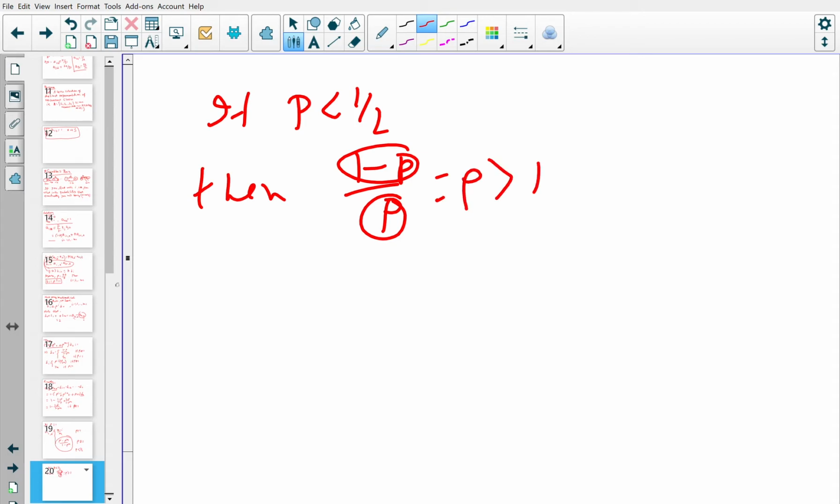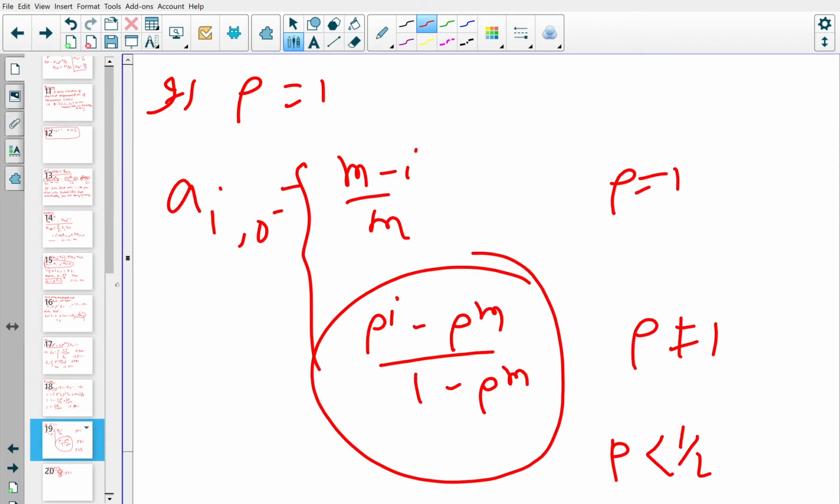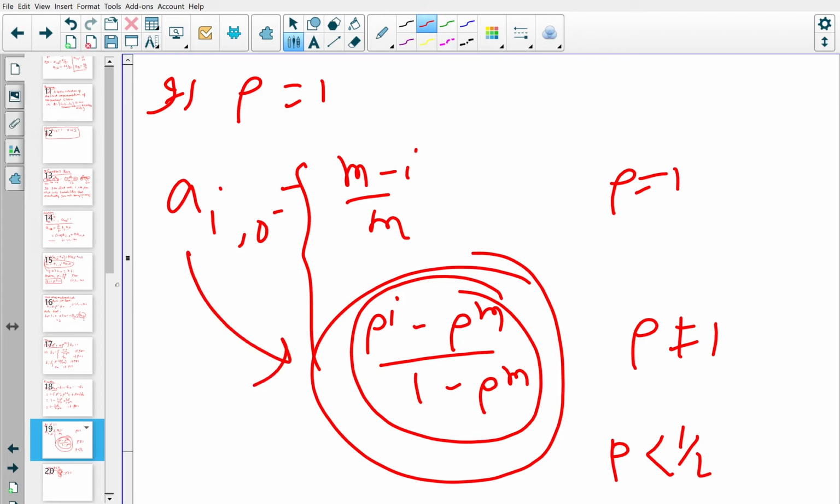If p is less than half, probability of winning is less than half, then rho is greater than 1. Now you note that in this equation, if rho is greater than 1, then when m is large, this probability is going to 1. So that means eventually you will lose with probability 1. So you are going to lose, right? You are going to the 0 state.